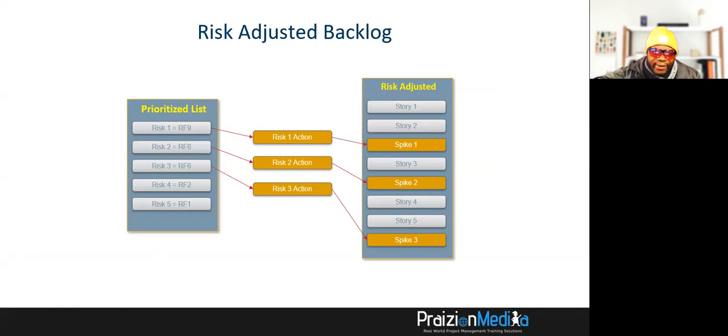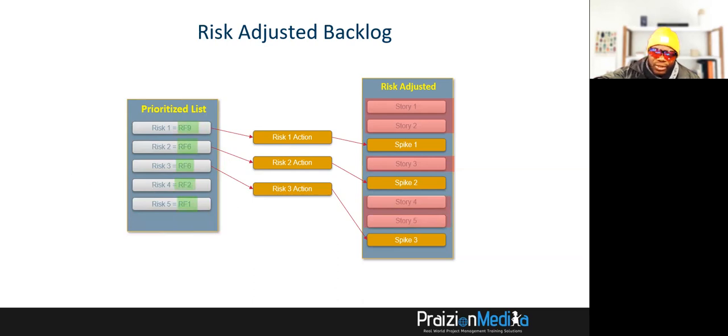In the world of Agile, the product owner's job really is to prioritize those items in the backlog. If this is a backlog, you see stories in the backlog, right? But the concept of the risk adjusted backlog takes the risks that we've identified using the risk score. The RF really just means risk factor. Risk 1 is a risk factor of 9, risk 2 is a risk factor of 6, risk 3, a risk factor of 6, and risk factor really just means risk score.